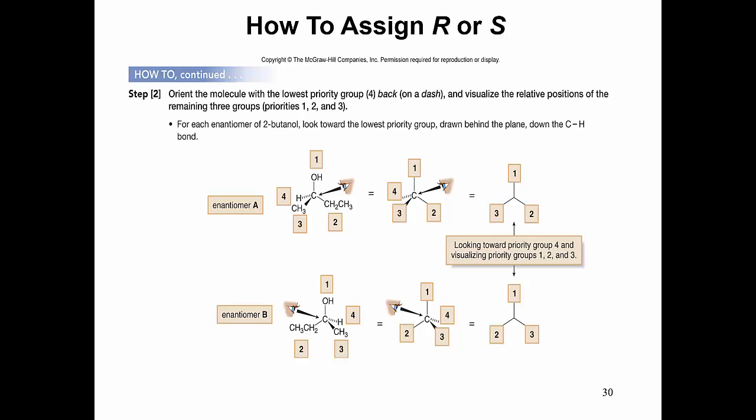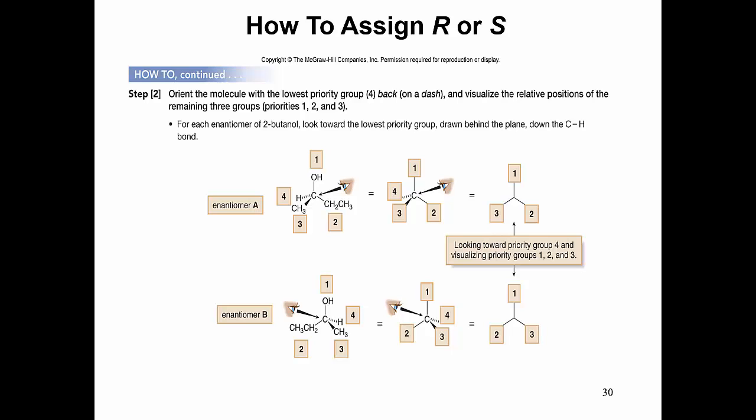Okay, so what you do is put the lowest priority in the back. And again, this is why you need molecular models, because to do this just on paper, especially at first, it's a little confusing. But if you have a molecular model, it's out there in space and you just turn it so your hydrogen's in the back. And then you have priorities 1, 2, and 3 facing you. And you look at 1, 2, 3.